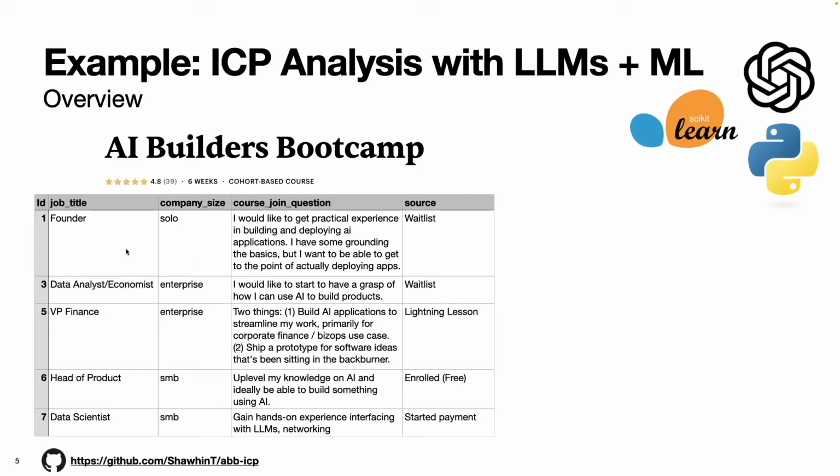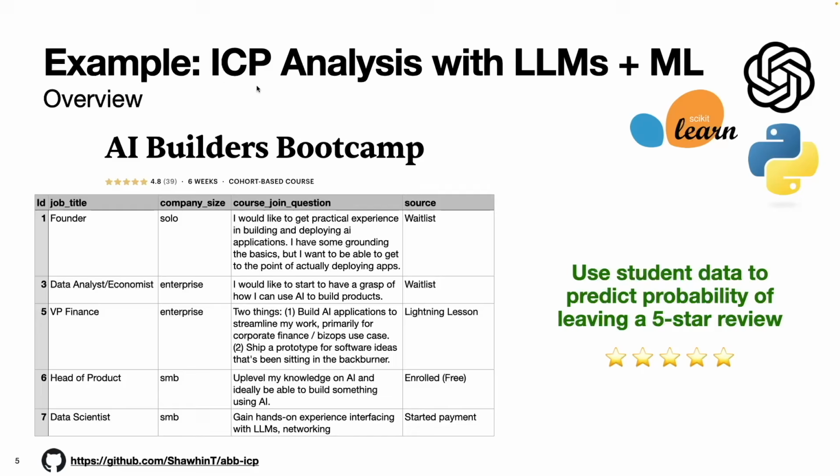So I have a bunch of student data, things like job title, the company, why they joined the course, and the source, like where that student came from. So the way I defined ideal in this use case is basically students that left a 5-star review. The idea is that I'm going to use all this student data, like their job title, the company size, why they joined, where they came from, and I'm going to use that information to predict the probability that someone will leave a 5-star review, and then we can use that model to craft the ICP.